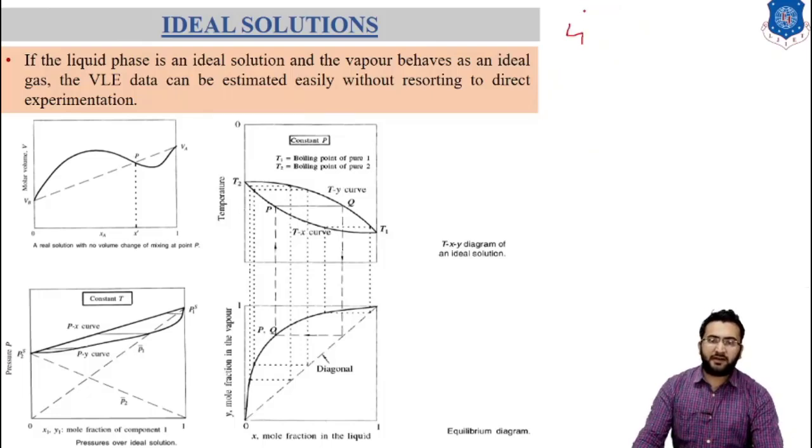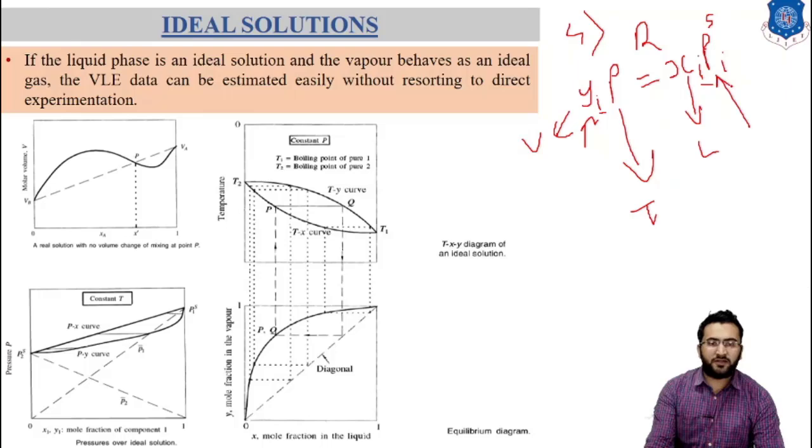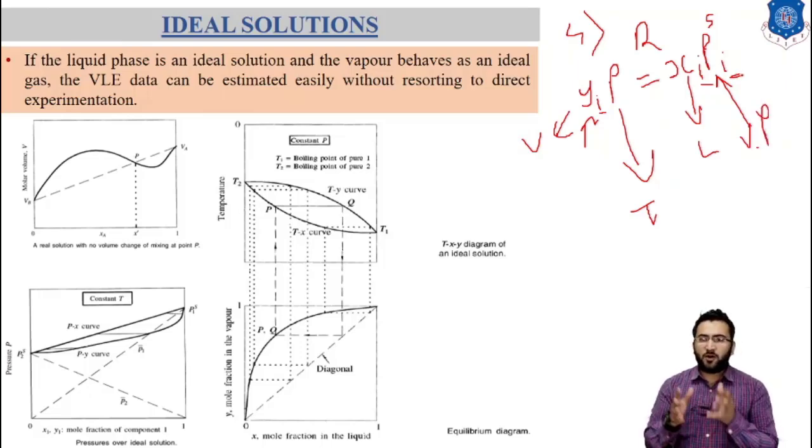The fourth characteristic is that a solution that obeys Raoult's law is known as an ideal solution. Raoult's law can be given by y_i P = x_i P_i saturated, where y_i is the mole fraction of component i in the vapor phase, P is the total pressure, x_i is the mole fraction of component i in the liquid phase, and P_i saturated is the saturation pressure of component i, or the vapor pressure of that particular component. So an ideal solution obeys Raoult's law.